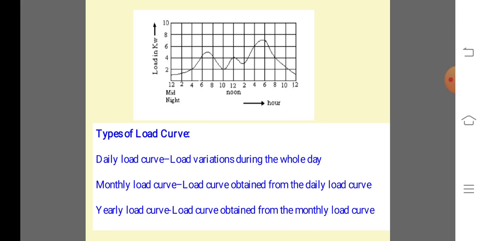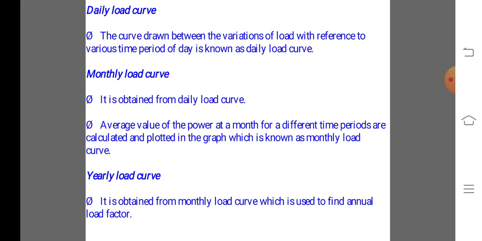Daily load curve is the load variation during the whole day. Monthly load curve is obtained from the daily load curve. Yearly load curve is obtained from the monthly load curve. Next we have to see the daily load curve. The curve drawn between the variations of load with reference to various time periods of the day is known as the daily load curve.